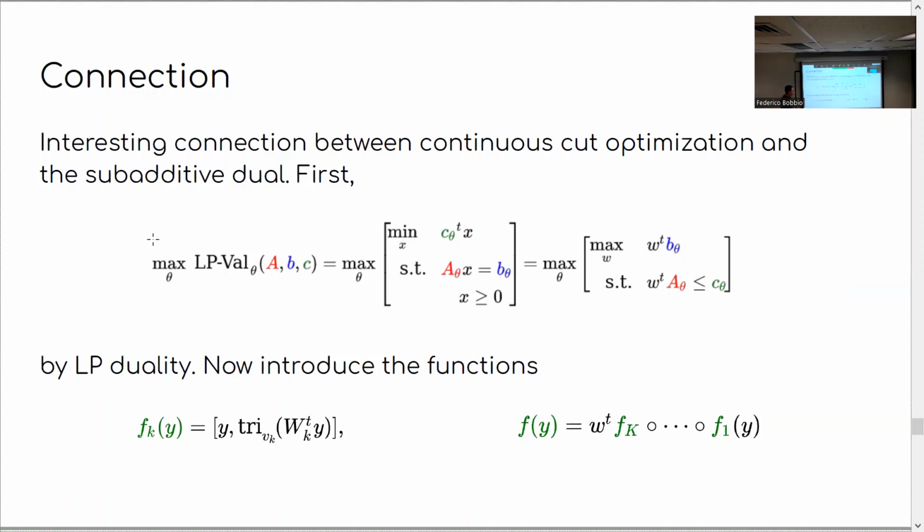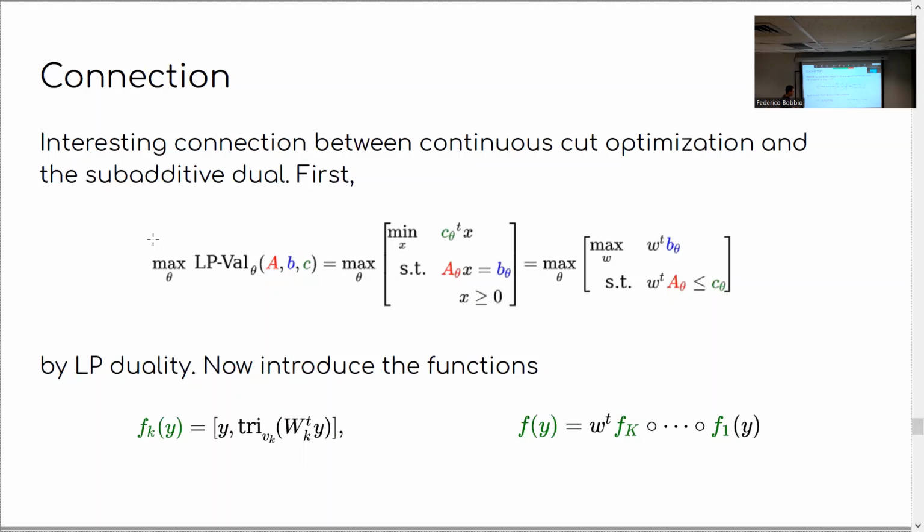Say I look at my continuous cuts optimization problem. By definition, if I expand what the LP is, this is what the problem is, where C, A, and B depend on the parameters. Well, actually, C doesn't really depend on the parameters, but whatever. By LP duality, I can rewrite this in this form instead. So it was before max min, now it's max max. Okay, so far. Now say I introduce the following functions.